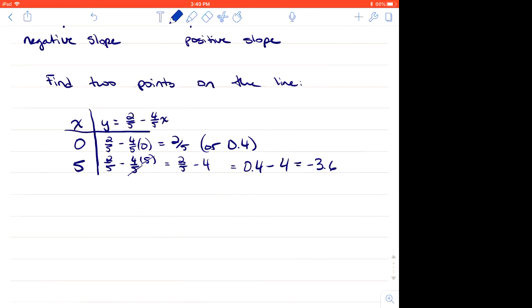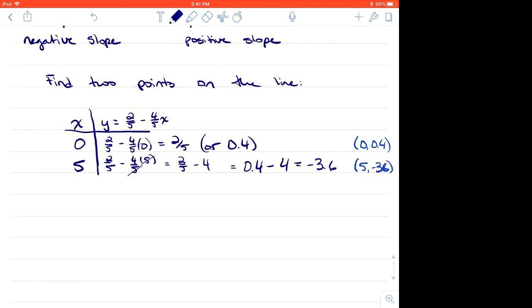So our ordered pairs are 0 and 0.4, and I'll use the decimals because, like you said, it's hard to graph fractions or figure out where they go. We usually just check on our calculator what it would be as a decimal. And at 5 and negative 3.6.